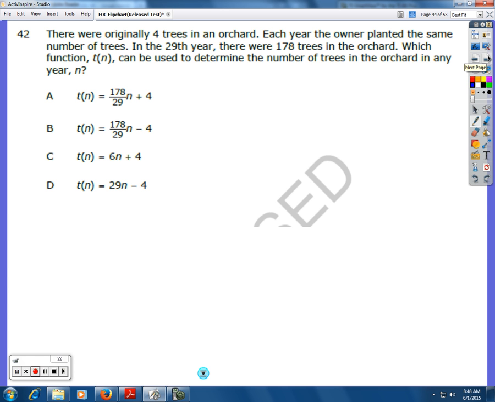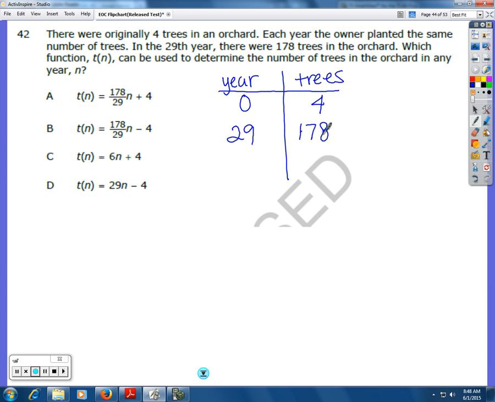42. There were originally 4 trees in an orchard. Each year, the owner planted the same number of trees. In the 29th year, there were 178 trees in the orchard. Which function can be used to determine the number of trees in the orchard in any year? Okay, so basically what I would do is make a chart in this case. So originally there were 4 trees. That means in year 0, there were 4 trees. Then it says in the 29th year, there were 178 trees in the orchard.